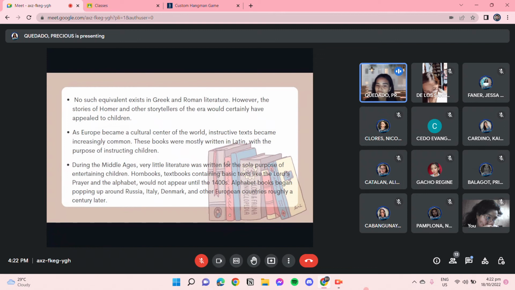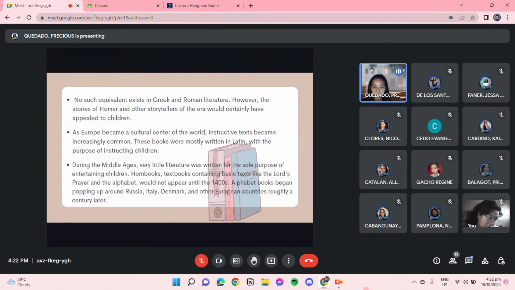However, for Greek and Roman literature, there are no such equivalents that exist in written literature. But they have Homer and other storytellers of that era that can be entertaining or appealing to the children.